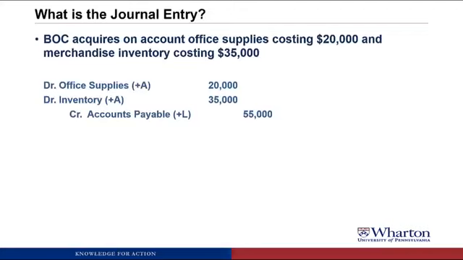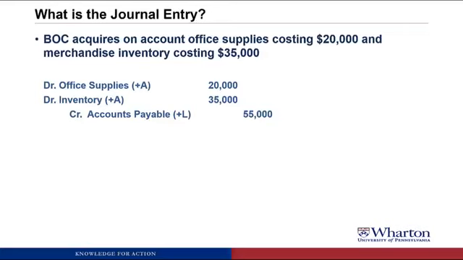In this transaction, we're acquiring office supplies and inventory. Both of those are assets, so we're going to make them go up with debit. So we debit office supplies to increase that asset by $20,000. We debit inventory to increase that asset by $35,000.